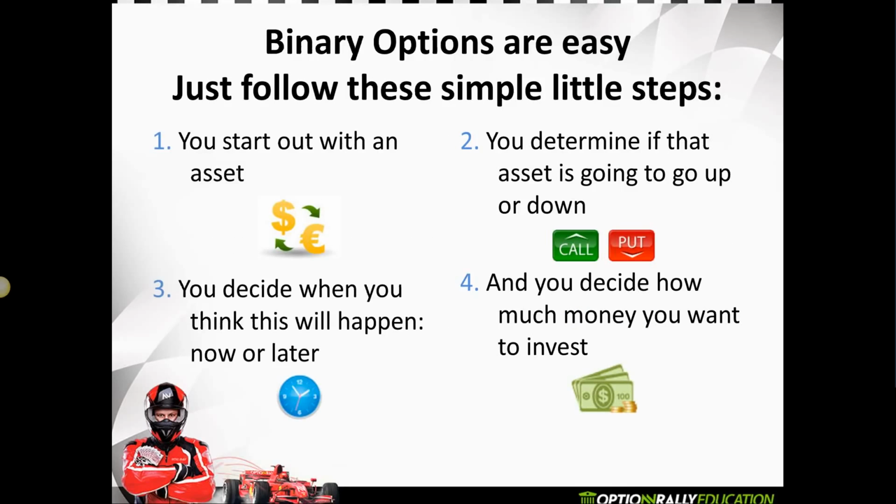When you trade binary options, you follow these 4 little steps. You start out by selecting an asset. Now, you can choose from currencies, which are all the monies traded around the world. You can trade commodities. Those are like gold and oil, cotton, wheat, copper, things we can consume. You can also trade the stocks on the major indexes around the world when those exchanges are open.